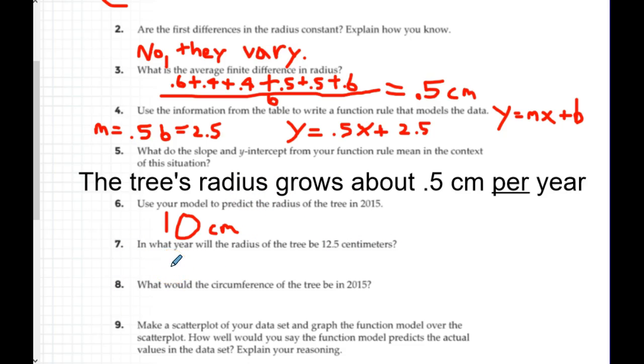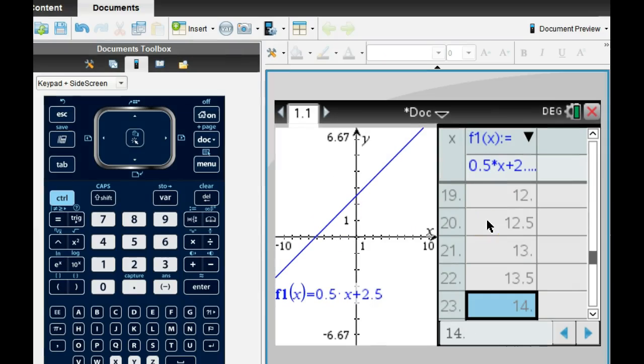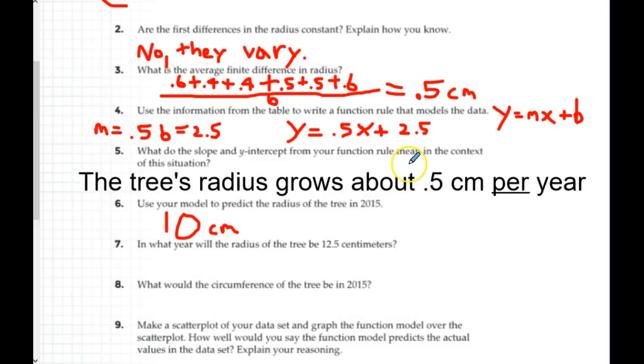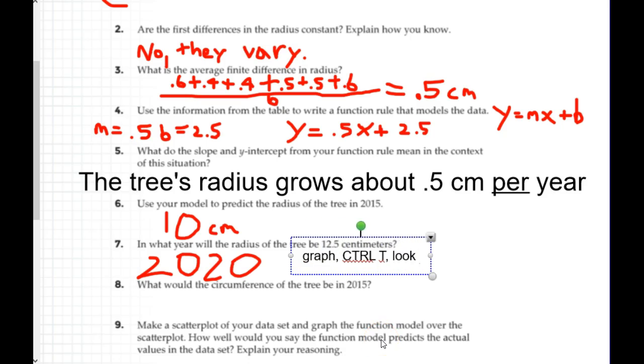What year, what X value, will the tree be 12.5? So we'll keep scrolling. What year is this? The 20th year, but what's the year itself? 2020, okay? So year 2020 will be 12.5, and again, so how did I get this stuff? I graphed it, Control T, look at the table. Cool.